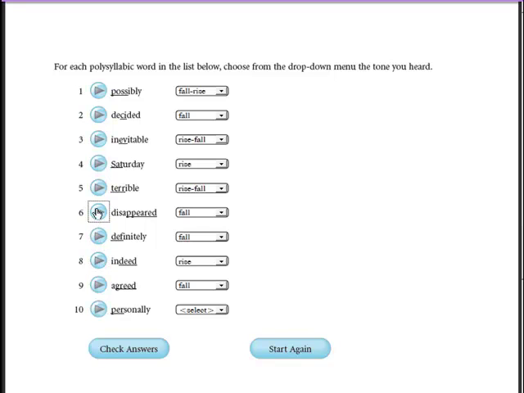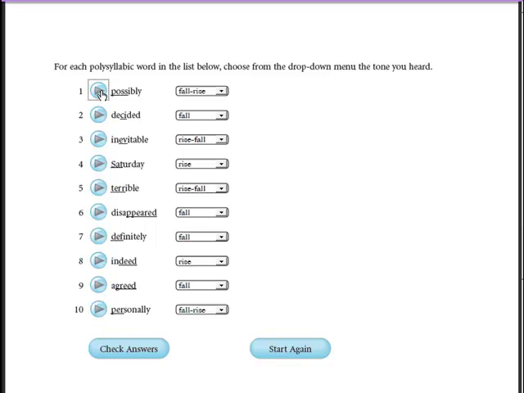Disappeared. Saturday. The last one. Personally. If you said fall-rise, you're correct. Let's listen to the 2 fall-rises. Personally. Possibly.